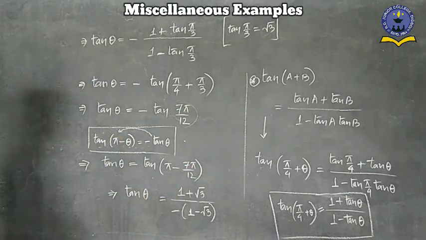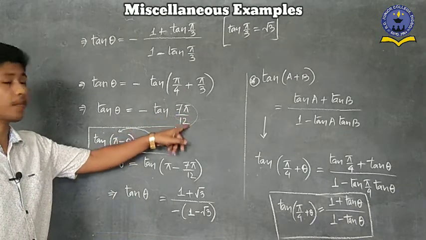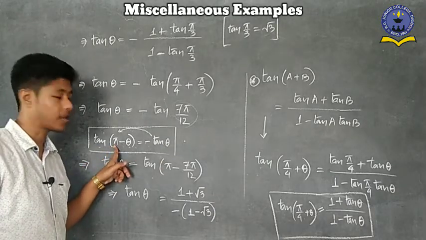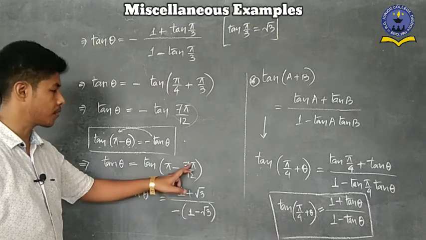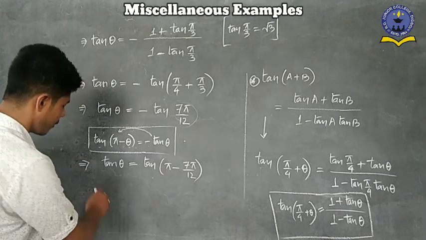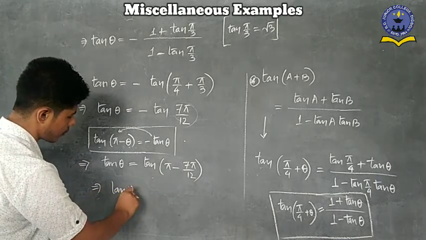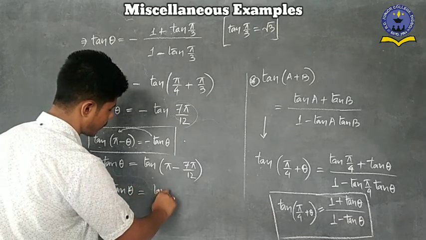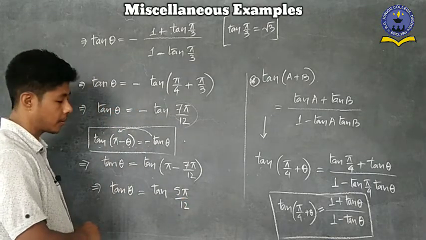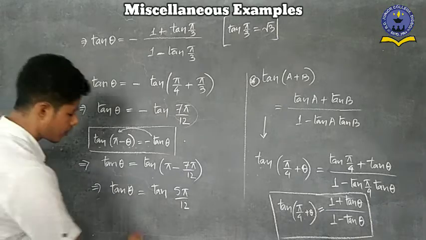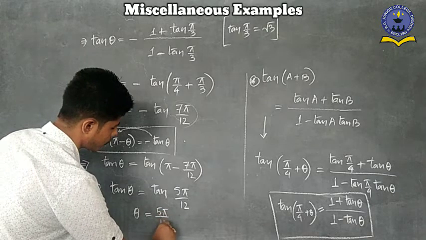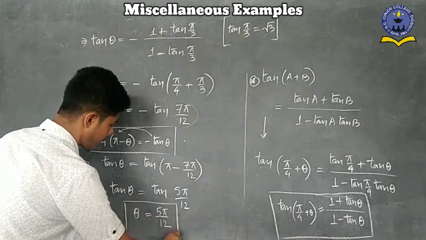I think all of you understood this one now. In place of minus tan 7 pi by 12, what you have to write? Minus tan theta means in place of this we can write tan of pi minus theta, where theta means 7 pi by 12. Is it clear? So we have to calculate this result. What we get here is tan theta equals tan 5 pi by 12. So easily we can compare the result. Therefore theta equals 5 pi by 12. This one is the value of theta, that means the argument.